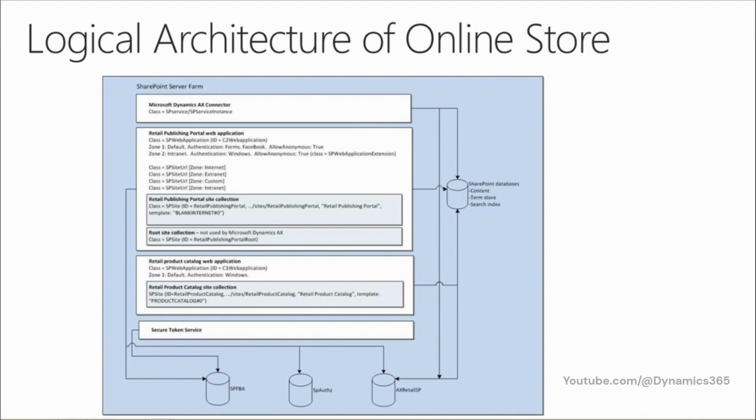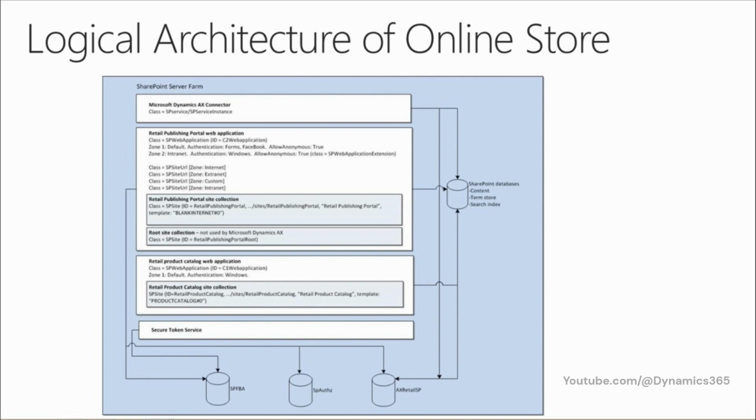The e-commerce site, once deployed, creates web applications and site collections for hosting the product. The cross-site publishing feature of SharePoint 2013 is used to separate the authoring content site from the publishing content site. The following diagram provides a detailed view of the web applications and site collections that are created on the SharePoint server when you deploy the retail online store. It also lists the associated classes and zones created for the application and site collections.